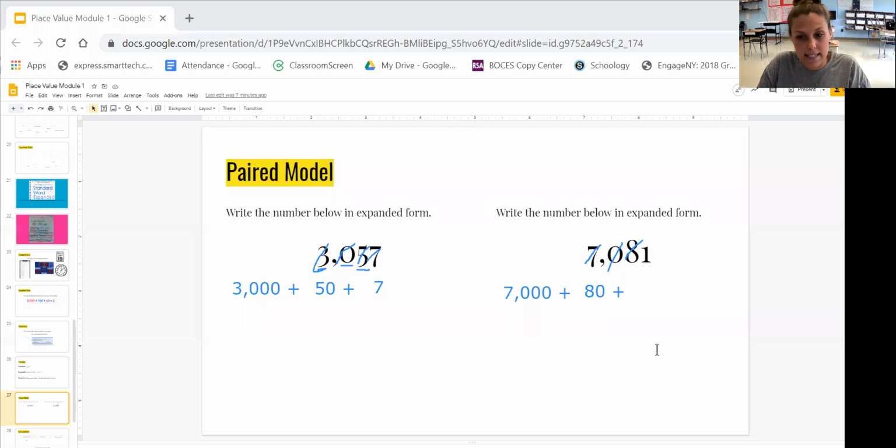So last but not least for you, you should have a 1 in the ones place. And then we cross it off to show that we did it. Great job, guys.